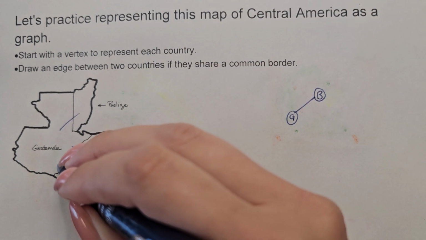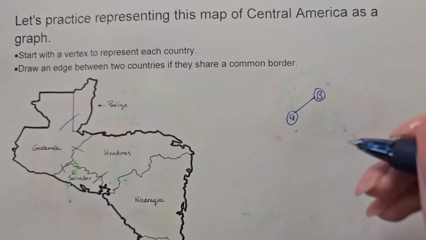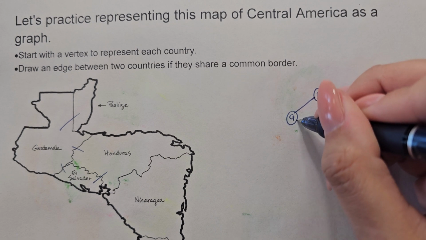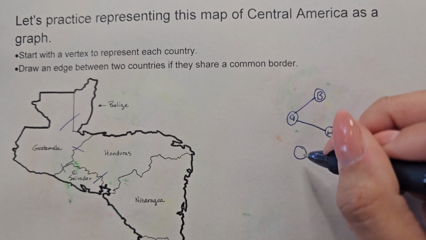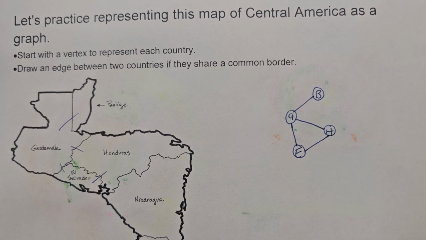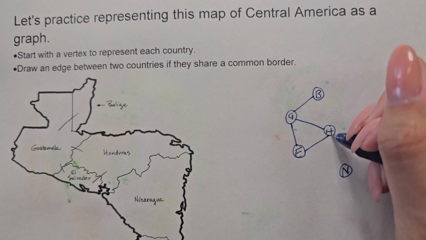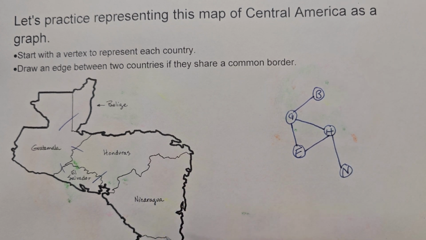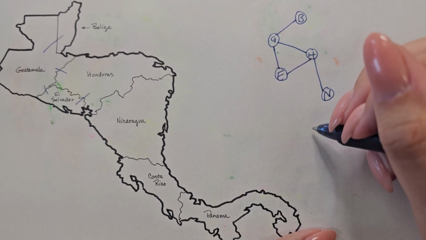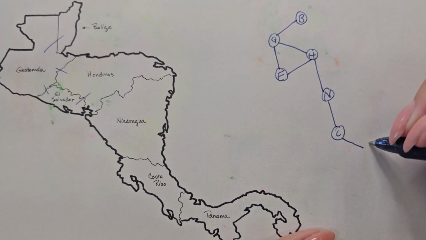Then we can see Guatemala is also connected to Honduras, El Salvador, and El Salvador is connected to Honduras. So when I put Honduras on the map, it's not connected to Belize, but it is connected to Guatemala, and El Salvador is connected to both Guatemala and Honduras. We have another country, Nicaragua, attached to Honduras, and then it looks like the rest of the way down, they only make one connection. So we have Costa Rica, and we have Panama.